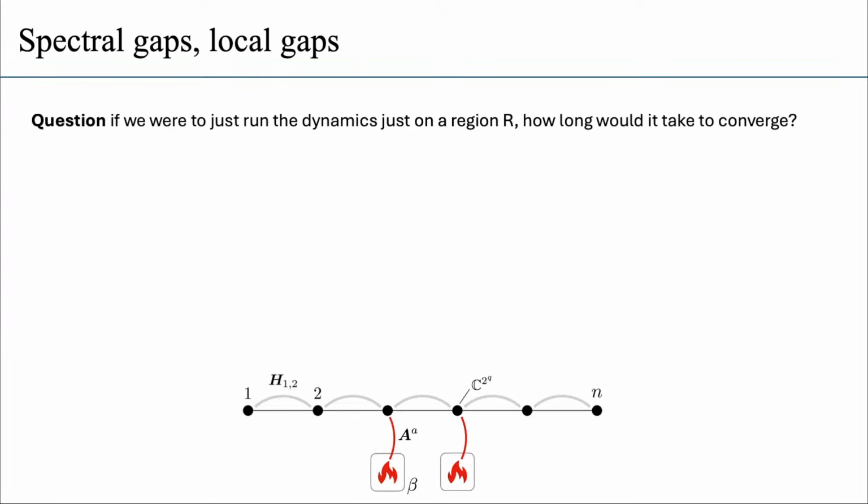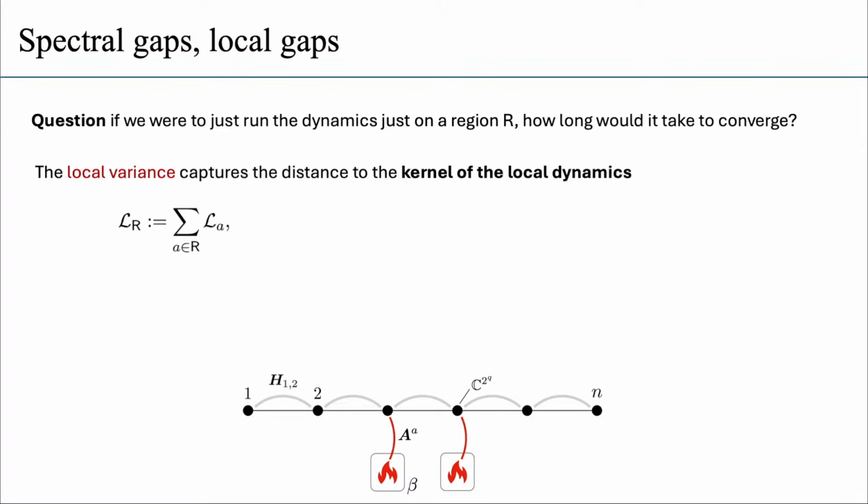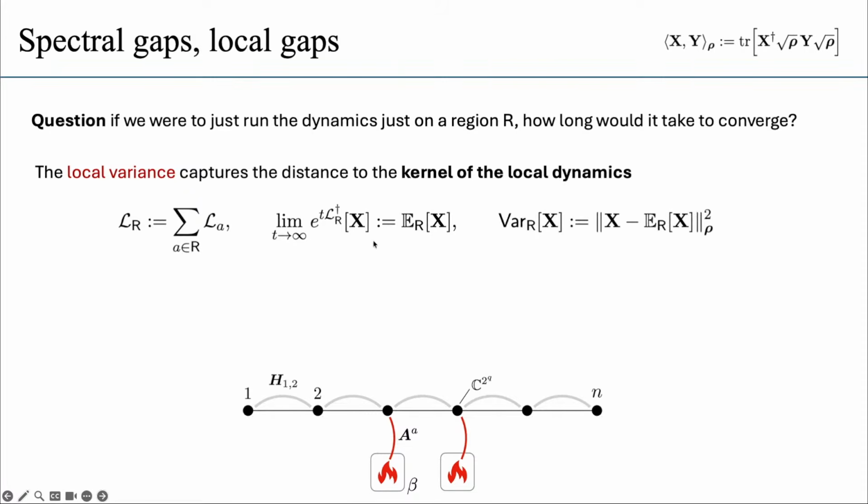So how do we quantify this? Well, we quantify it using a notion of a local gap. Much like how the variance captured the distance to the kernel, the local variance will capture the distance to some local kernel. So just to make this precise, we have the dynamics just localized on the region R, summing the updates on the region R. We can consider what happens when we run the dynamics forever on this region R. So that's this expectation operator. And the variance is just, again, the distance to this kernel.